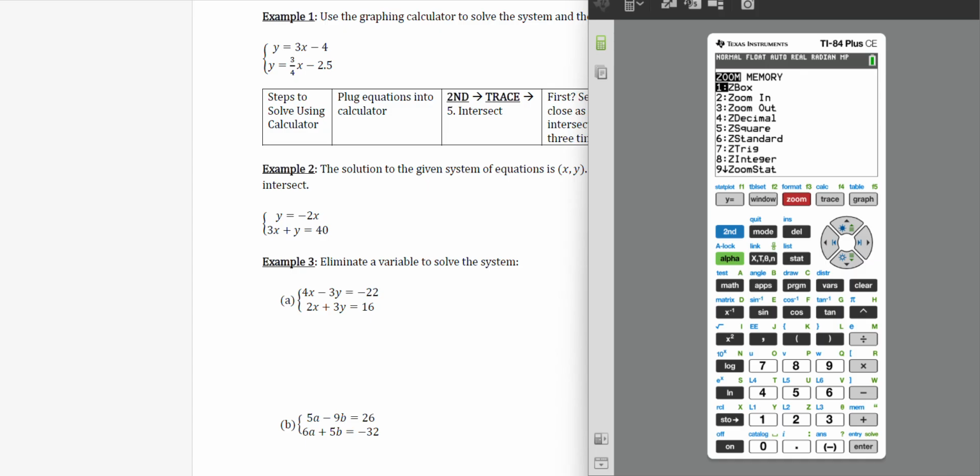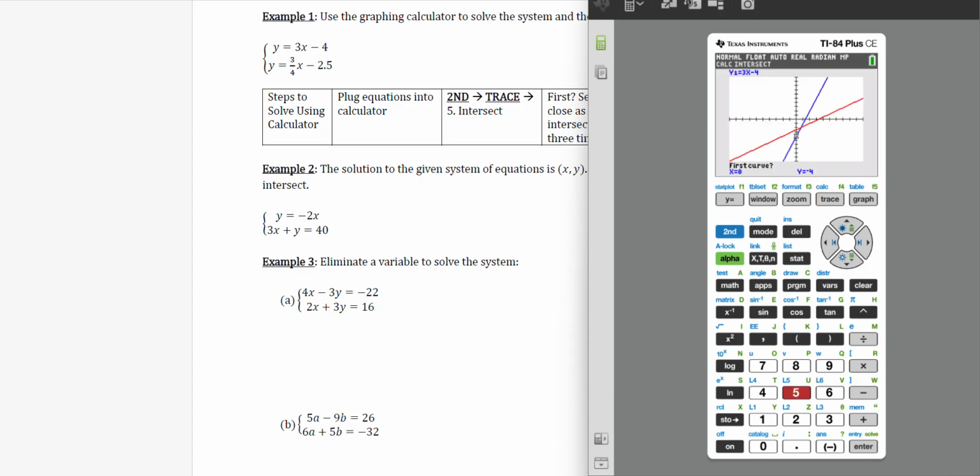Doesn't zoom fit the window based on, I think, the x values? Oh, see, so this would be one. You could also do zoom 6, zoom stat, or zoom standard. All right. So there is my intersection.